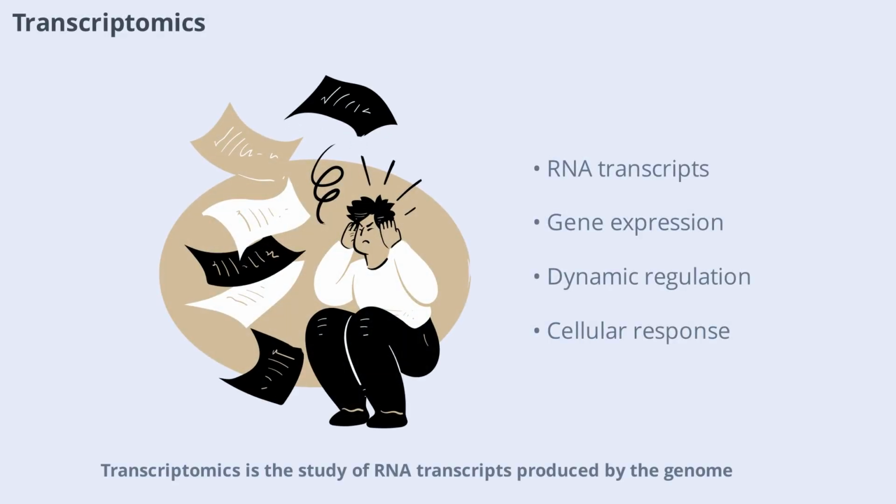Transcriptomics is the study of RNA transcripts produced by the genome. By analyzing which genes are active in different cells and conditions, scientists gain a dynamic view of gene expression. This information helps reveal how genes are regulated and how they respond to environmental changes. Transcriptomic data is essential for understanding complex biological systems.